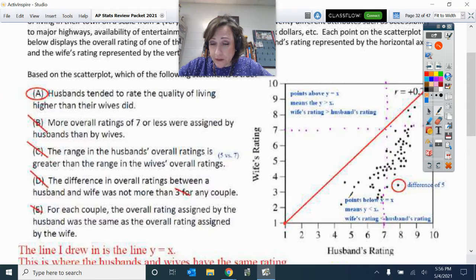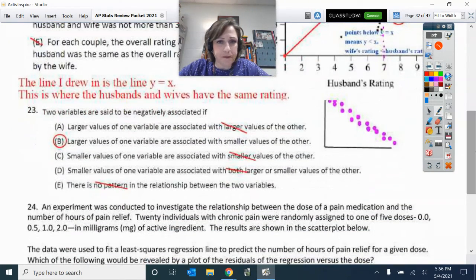So, again, we can see that the points are pretty much below that y equals x line. If they were above it, then the wife's rating would be higher than the husband's. Points above it means that y is greater than x, and the wife's rating would be greater than the husband's. But we have the points below, so we can see that the husband rated higher than the wife.